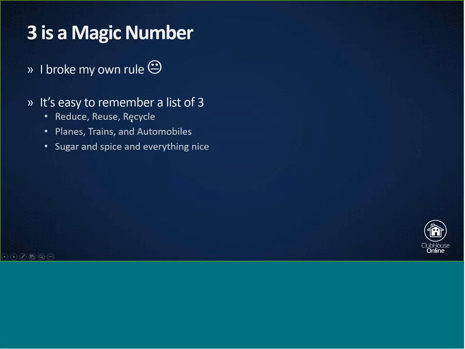And here's just some examples: reduce, reuse, recycle; sugar and spice, and everything nice. There's a lot of these. Like I mentioned, childhood books. You could have the 3 Little Pigs, or Goldilocks and the 3 Bears. There's just a nice kind of balance to a group of 3.